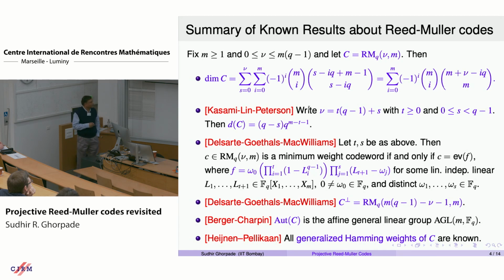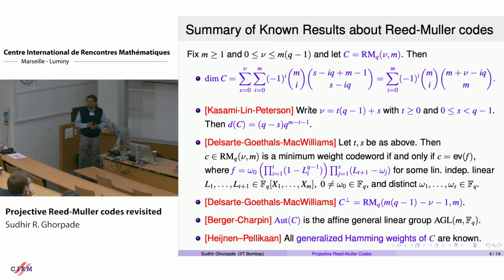So that's that. The automorphism group is known. It's a nice classical group, the affine general linear group. And another very non-trivial result is that all the generalized Hamming weights of these are known. So the result of Heijnen and Pellikaan. More recently, you have a nice proof of even more general facts by Peter Beelen and Mrinmoy Datta. So you know a lot about this code.